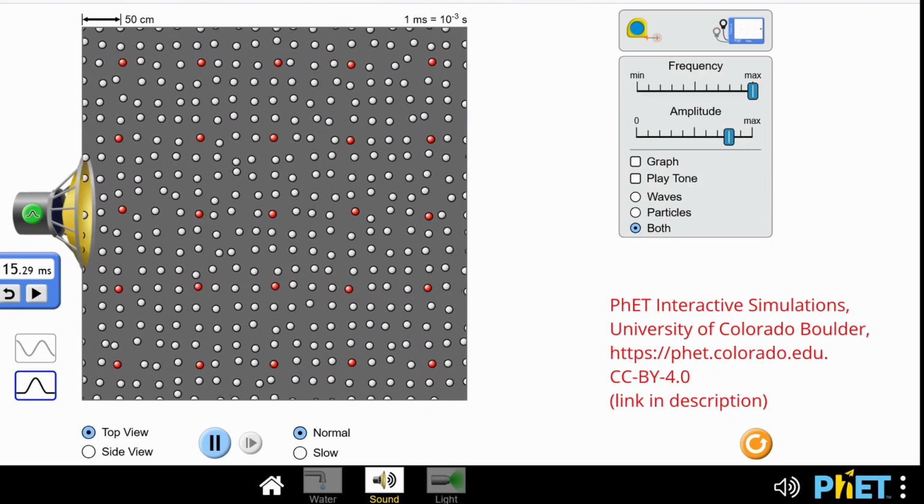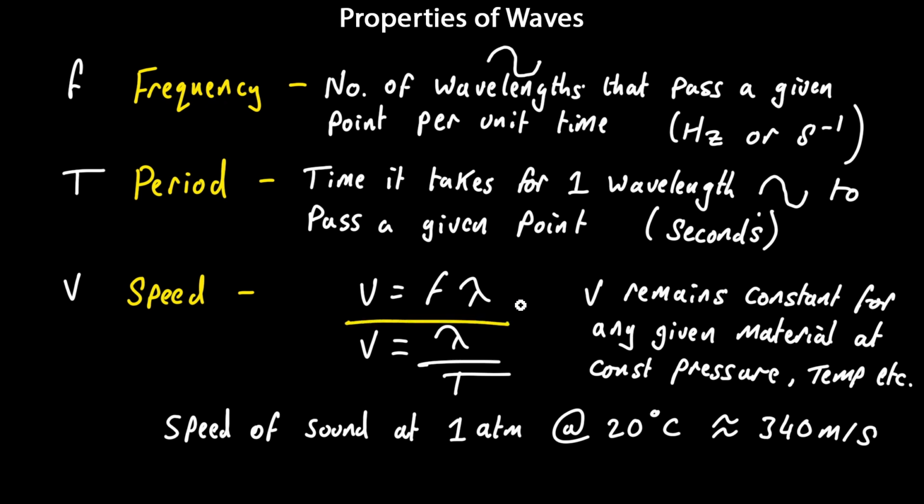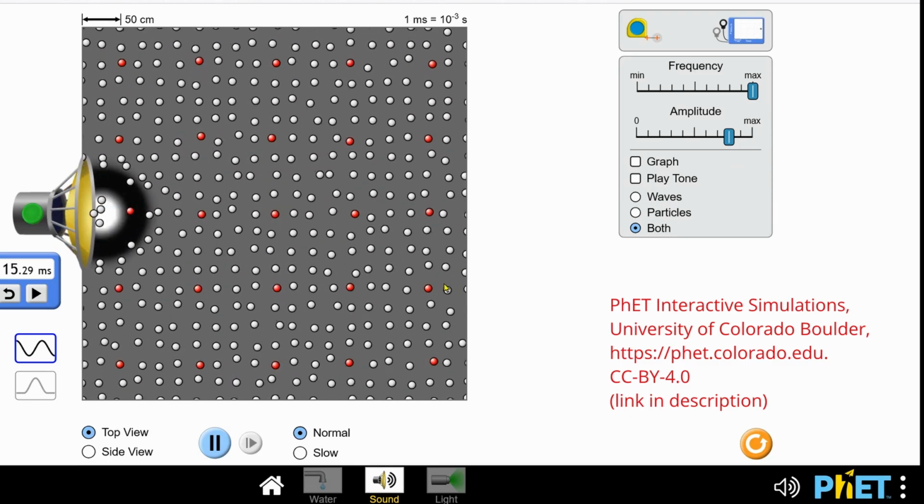So if we have a look at our formula, the velocity is equal to the frequency multiplied by the wavelength. If the velocity cannot change, then when we modify the frequency or the wavelength, the other variable must change in response to ensure that the velocity remains constant. So if we increase the frequency, for example, this would mean we need to reduce the wavelength. If we decrease the frequency, then the wavelength will increase. And we can see this here in this simulation.